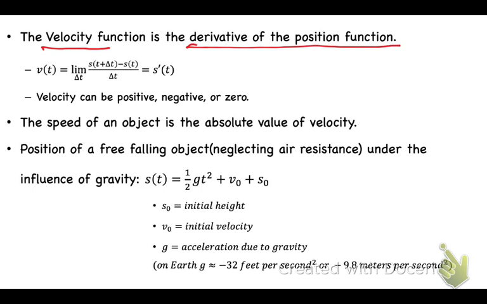Do not worry about this. All this is derivative, yes? So don't worry about writing that down. Velocity can be positive, negative, or zero.